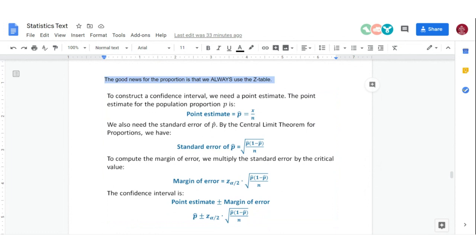And the way that we find that P hat, if we're not given it, is just like we would do a probability. In the denominator is the total number of the sample, and in the numerator is the total number of whatever it is we're dealing with. So like I said, if we were dealing with smokers, X would be the number of smokers in the sample, and N would be the number in the sample. And you're going to get a proportion that's less than 1, most likely.